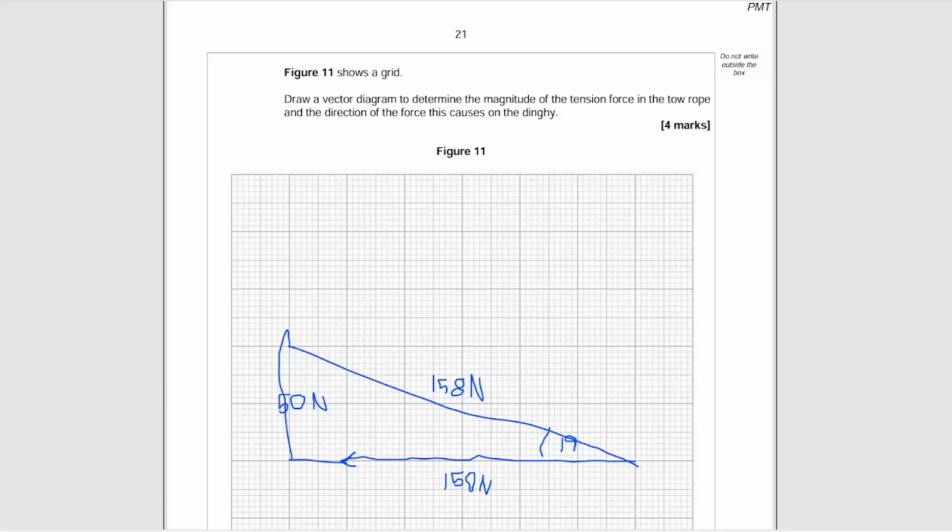Well, on the next page, figure 11 shows a grid. Draw a vector diagram to determine the magnitude of the tension force and the direction of the force this causes on the dinghy. Now what you need to do is draw a simple vector diagram. I made it so one box, or like 2 centimeters, I believe, that's the length of the grid, is equal to 25 newtons. So I go 6 across and 2 up, because 150 divided by 25 is 6, 50 divided by 25 is 2. And I simply draw a line connecting the two endpoints. Obviously use a ruler, draw it better than me, and you get 158 newtons, or you can simply use Pythag, and then you simply measure the angle and get 19 degrees.